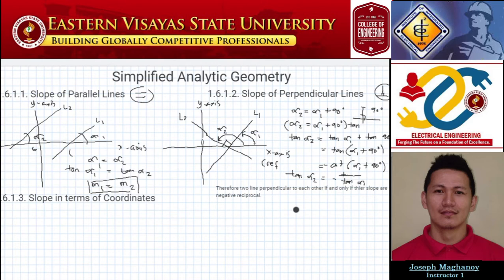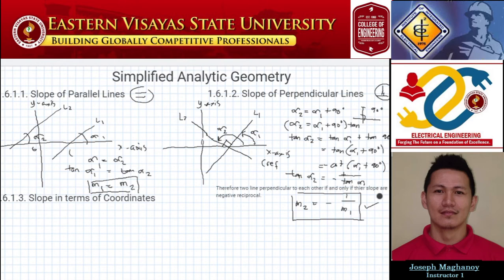So therefore, replacing our tangent with the symbol of the slope, m2 is equal to the negative reciprocal of the slope of line 1. So for perpendicular lines, line 1 and line 2, the slope of line 2 is equal to the negative reciprocal of the slope of line 1. That is what this formula says.